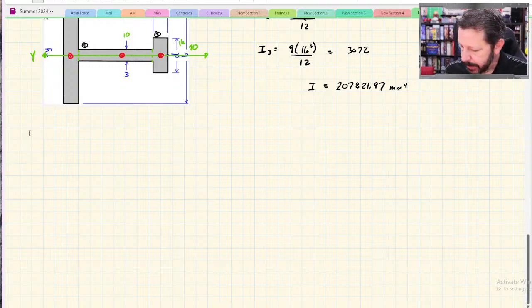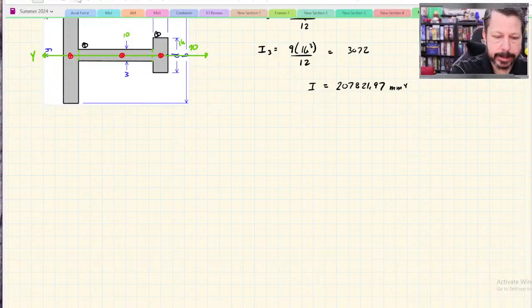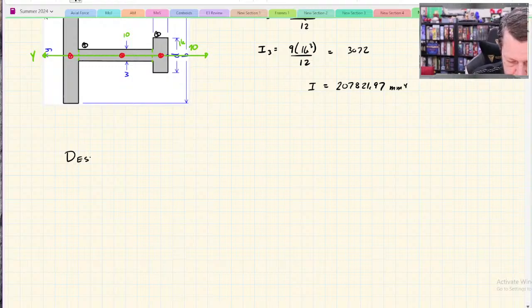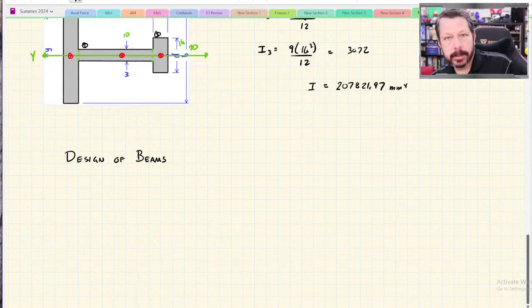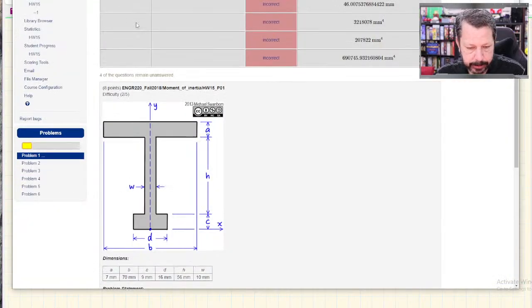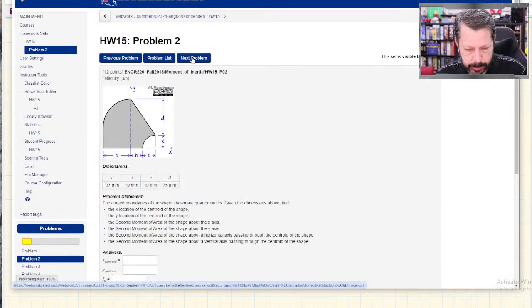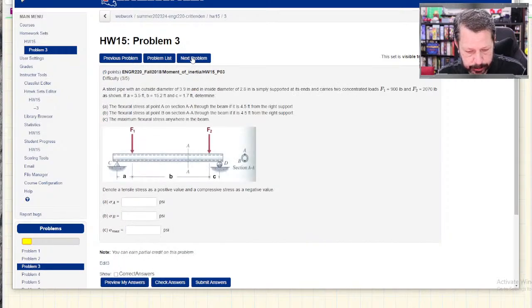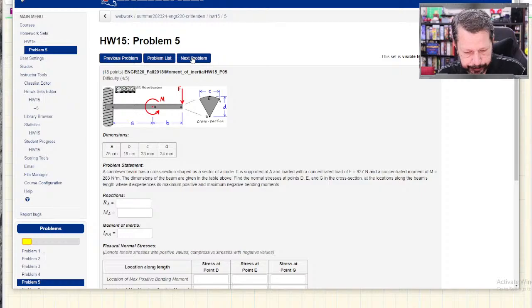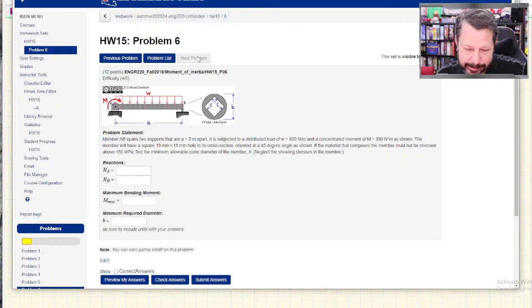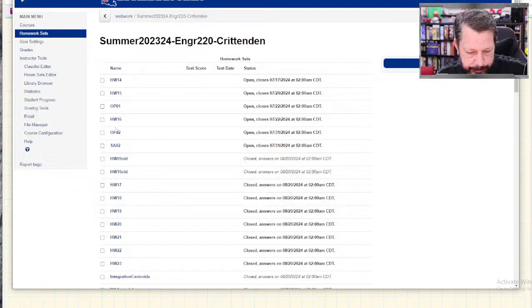Let's talk about design of beams. So this is actually a pretty straightforward topic. And it could mean something like, I'm pretty sure there's some web work problems that are more design of beams. If I could, let's see if I can find one. Well, these are more about the centroid, aren't they? Or the moment of inertia. That's a tricky one, by the way. So, maybe these are not. Let's look in homework 16.